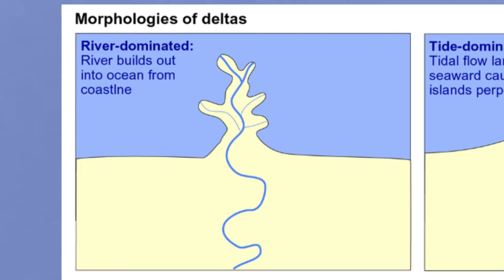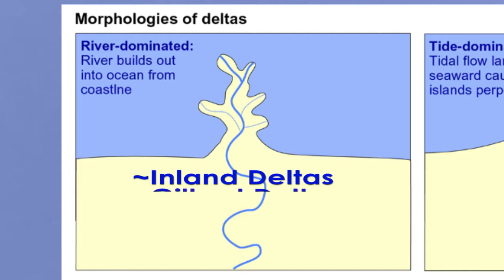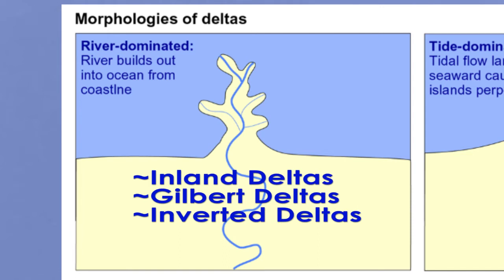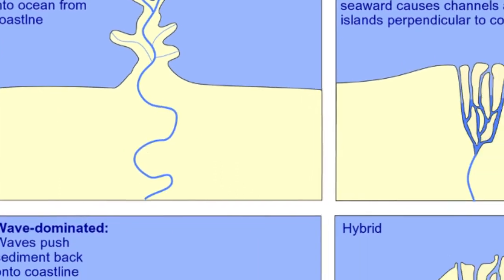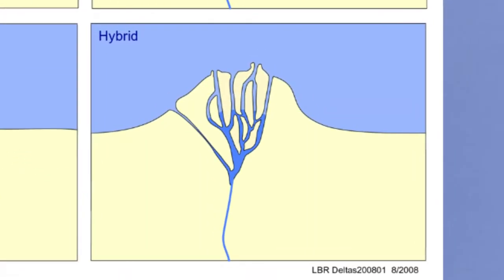This category includes inland deltas, which do not empty directly into an ocean or lake, Gilbert deltas, which have deposits of coarse material, and inverted deltas, the rarest of all. Finally, the hybrid delta, which is a combination of wave, wind-driven, and/or river deltas.